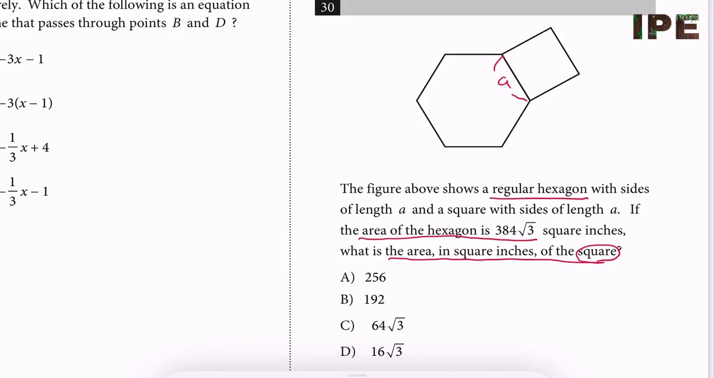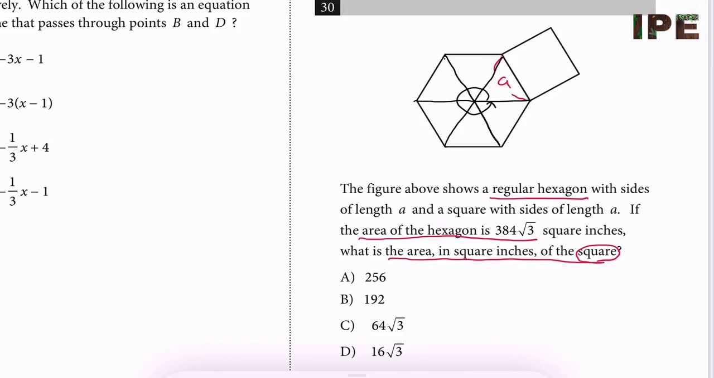Alright, I'm going to draw 3 diagonals of this hexagon. 1, 2, 3. One round circle's angle is 360 degrees, right? I divide it into 6 equal angles, right?